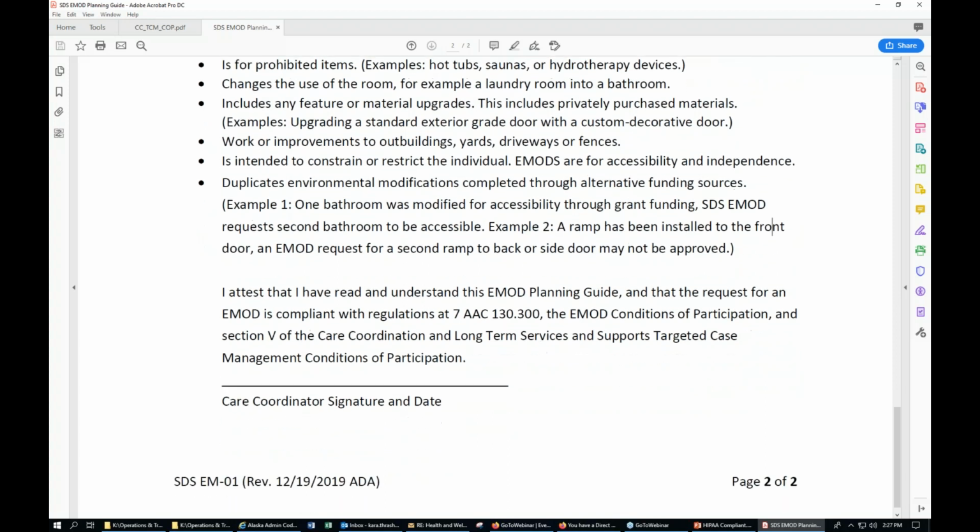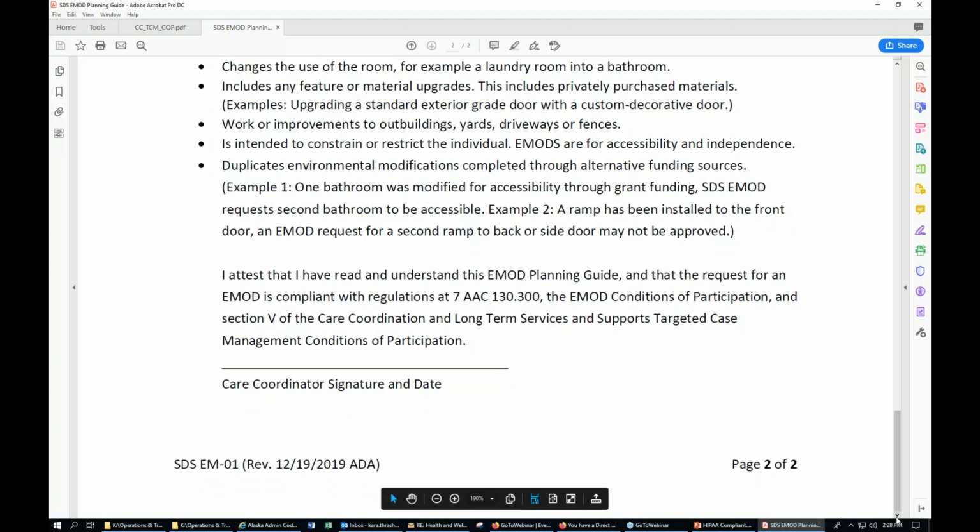EMODs are not authorized to duplicate EMODs that were already done, regardless of the funding source. So if one bathroom was modified from a grant, an EMOD would not be requested to modify a second bathroom. If a ramp is installed to the front door, you wouldn't make an EMOD request to do a ramp to the back door or the side door, because it's duplicative of the resource. And then at the end, we have a new/old requirement.